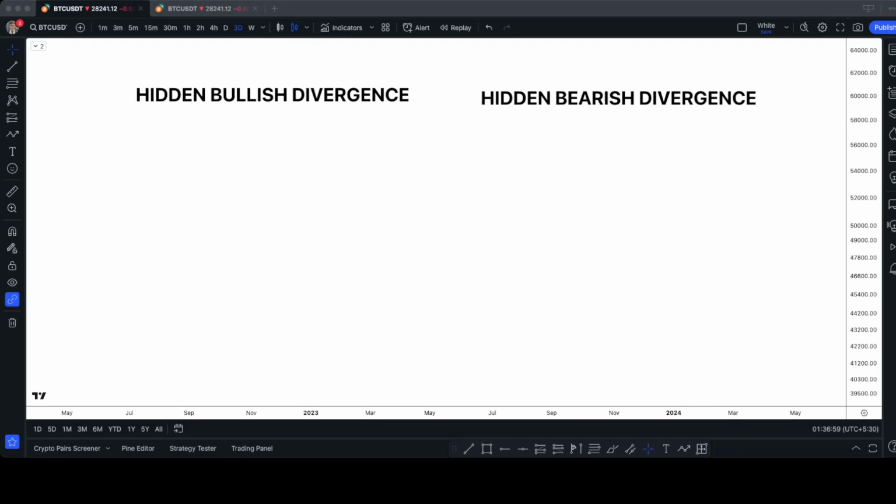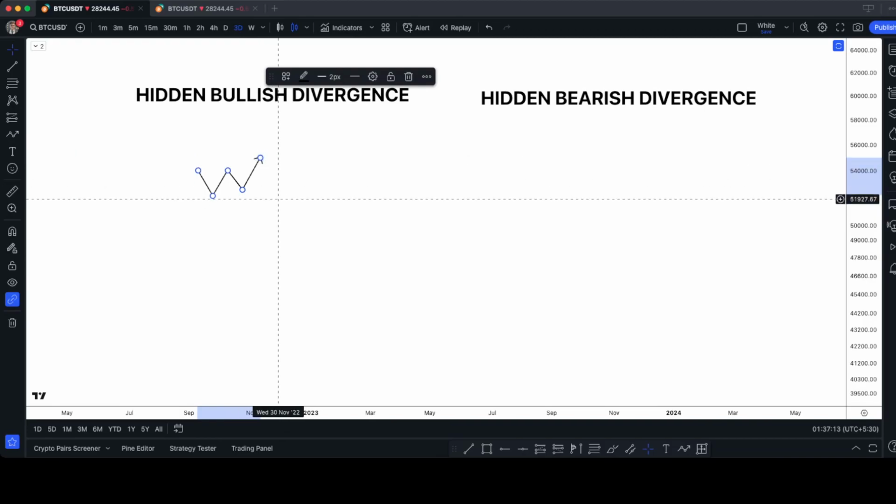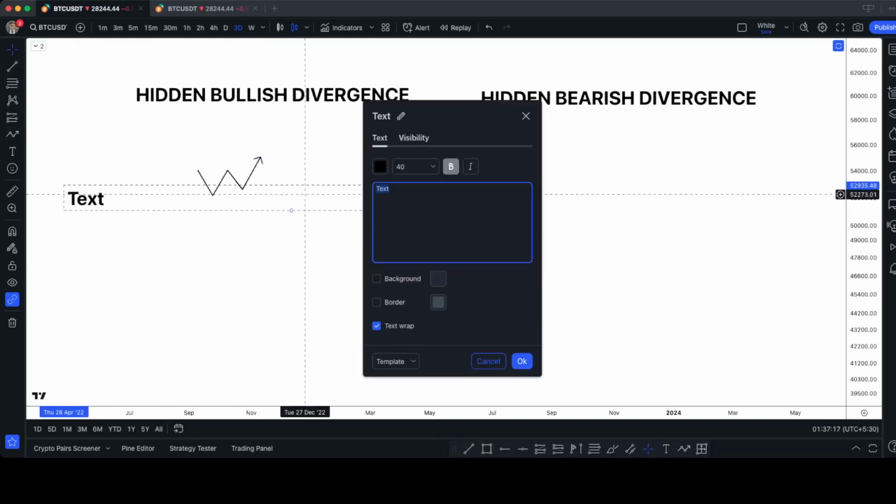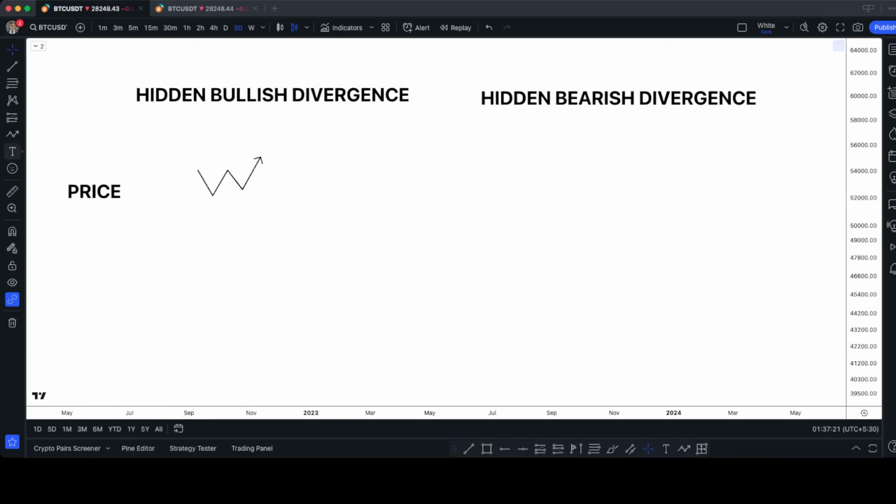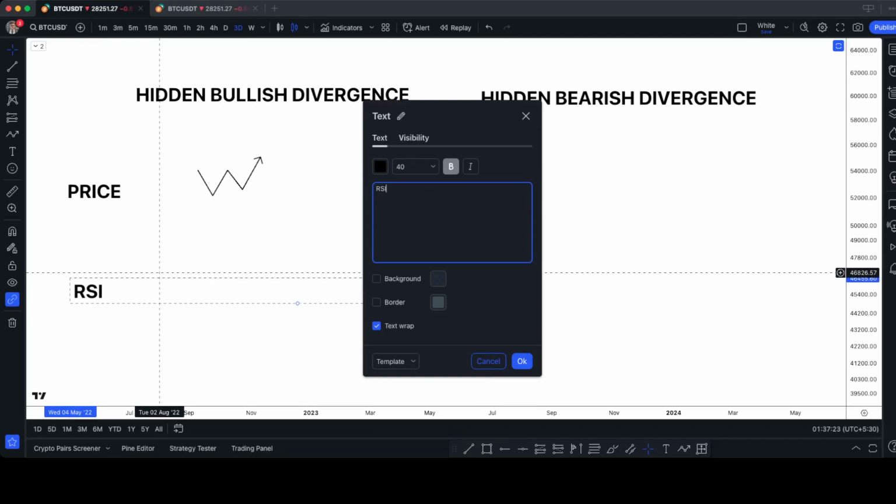So let's say, first try to understand what the bullish divergence is. Let's say the price is making a high. Here there is an opposite thing. Let's say you have to see something like this. This is the price basically. Again, this is the price, and this is your RSI.